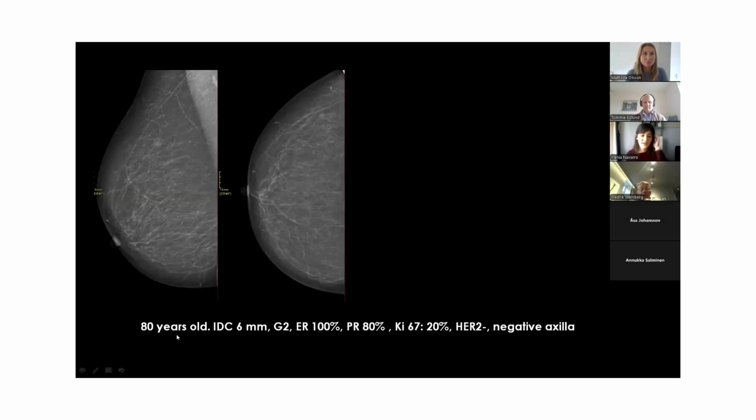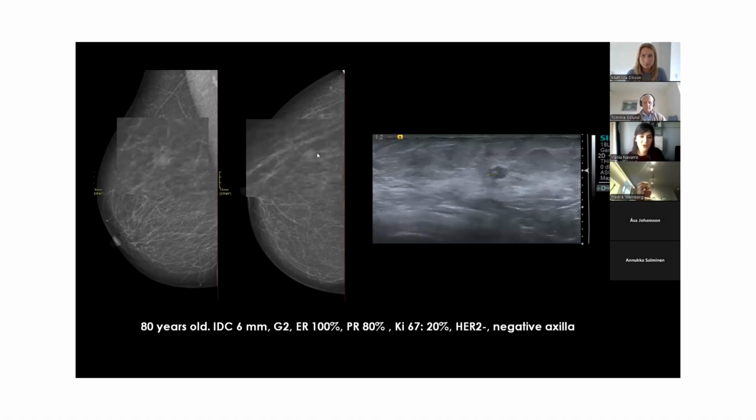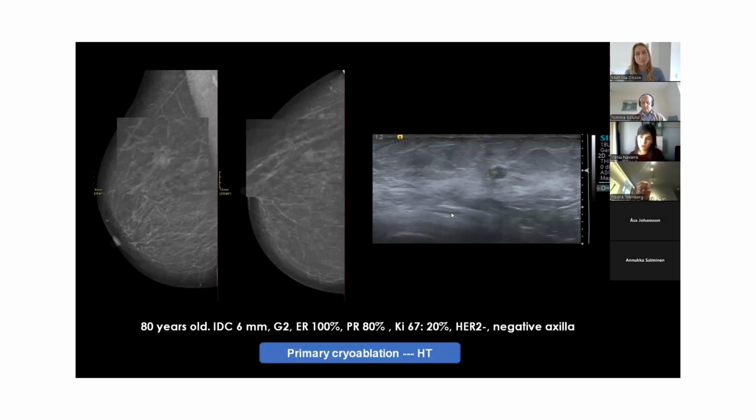This was an 80-year-old woman with a 6 millimeters invasive ductal carcinoma in right breast, hormone receptors positive, HER2 negative, and negative axilla. This is a perfect case for cryoablation. Elderly woman, not candidate for surgery, really small lesion, so this is very easy. So this is a good case for a primary cryoablation. We do the ablation and the patient starts with hormonal therapy.